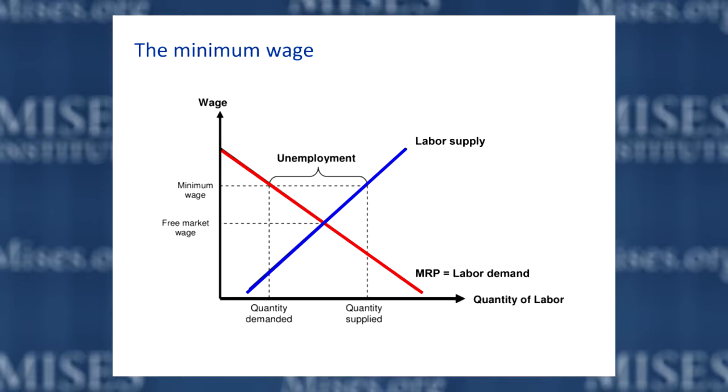So remember that what underlies that labor supply curve is the willingness of workers to take certain kinds of jobs or to supply certain quantities of labor at particular wages. Whereas the demand curve for labor, the downward sloping red line, represents the willingness of employers to hire certain quantities of labor at particular prices.